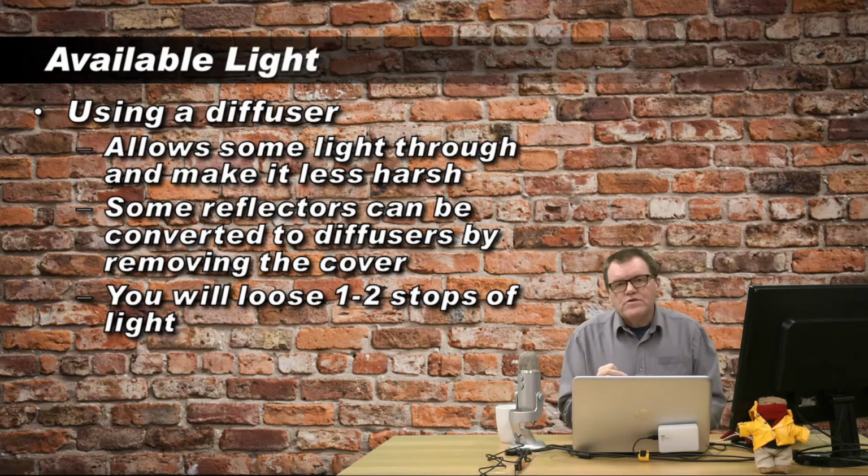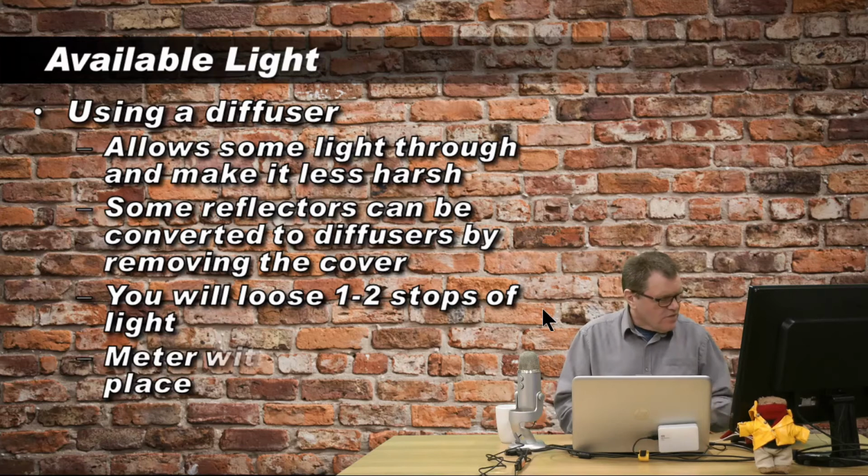One thing to be aware of, though, when you do use a diffuser, you're likely to lose 1 to 2 stops of light. If your camera's calculating the exposure, fine, it will compensate for it. If you're calculating it, you will need to take your meter reading with the diffuser in place, or you will have to compensate for it, because it's 1 to 2 stops that you will lose.